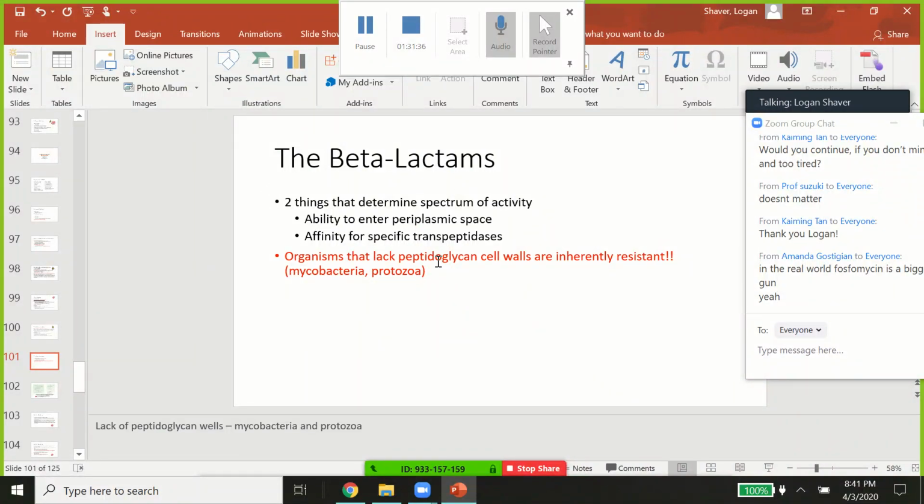And then organisms that lack peptidoglycan cell walls are inherently resistant. Now, specifically, what are those? Mycobacteria and protozoa. And I mean, protozoa aren't even technically bacteria. Well, no, they're protists. Anyway, so these two types are not going to be covered at all by beta lactams. So if lab discovers it's a protozoa of some sort, you can't give them beta lactam.